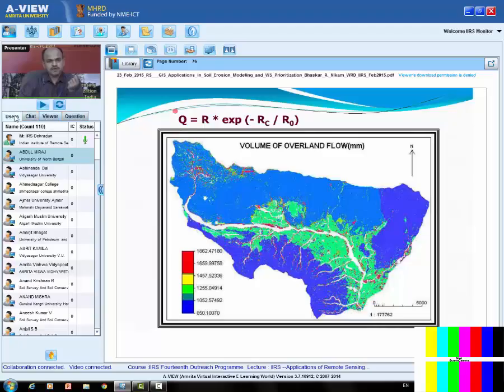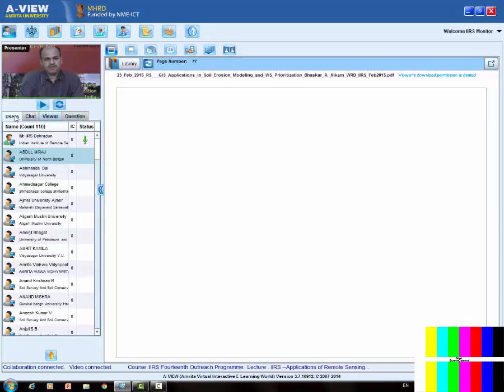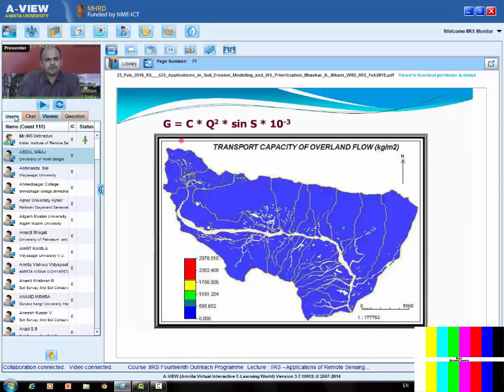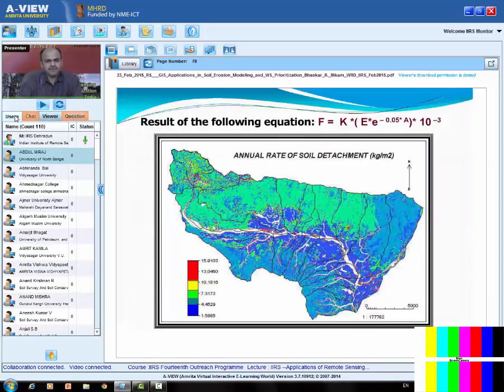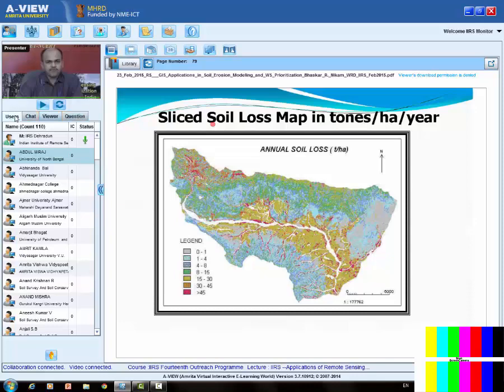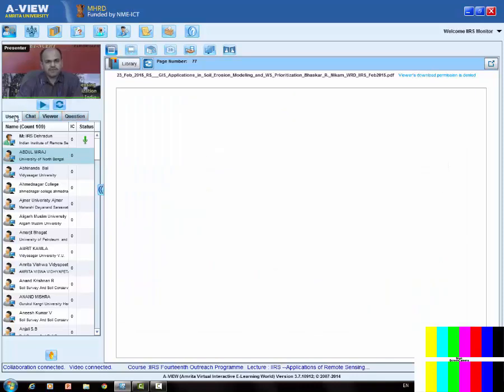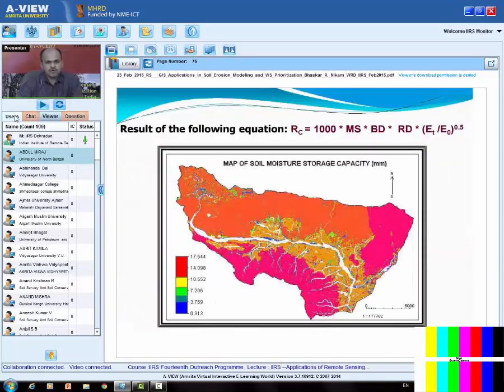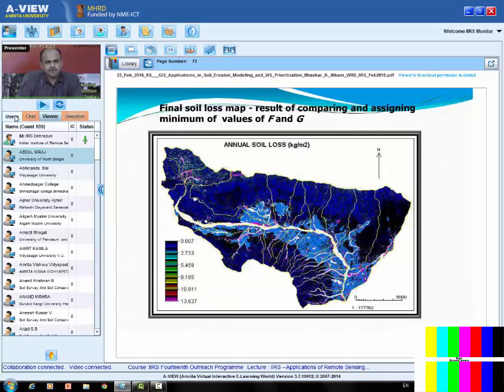This is a surface runoff where you use the RC, then you use the R0 and total rainfall. So we have the annual surface runoff map. We have calculated the transport capacity of that runoff. We have calculated the F detachment due to raindrop, and then we'll compare this F with the, sorry, I'll take you maybe few slides back where you can see two maps.